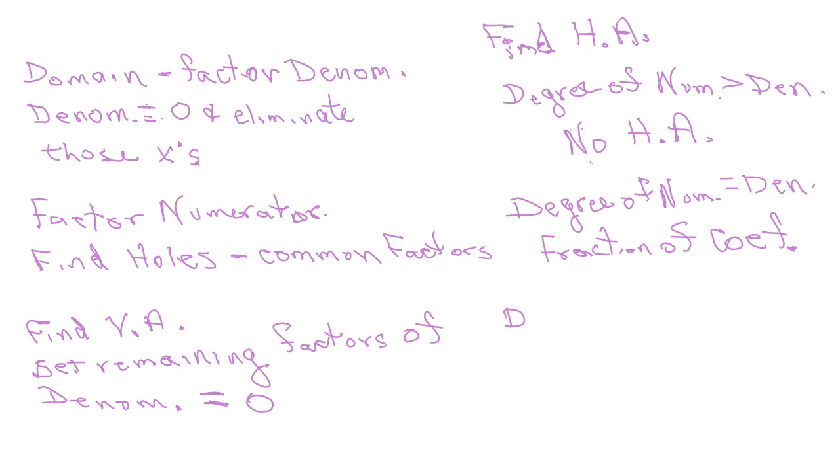And if the degree of the numerator is less than the denominator, then y equals 0. And this is y equals the fraction of the coefficients. I don't have room for it here, but you always find x and y intercepts the same way. To find an x-intercept, you let y equal 0. To find a y-intercept, you let x equal 0.